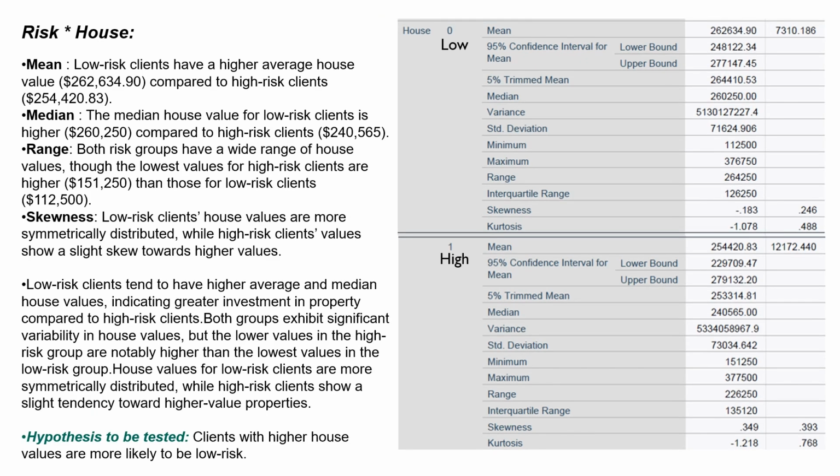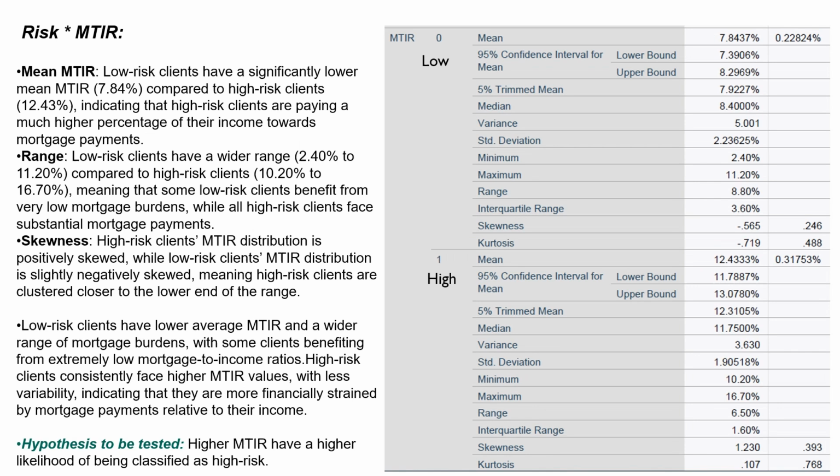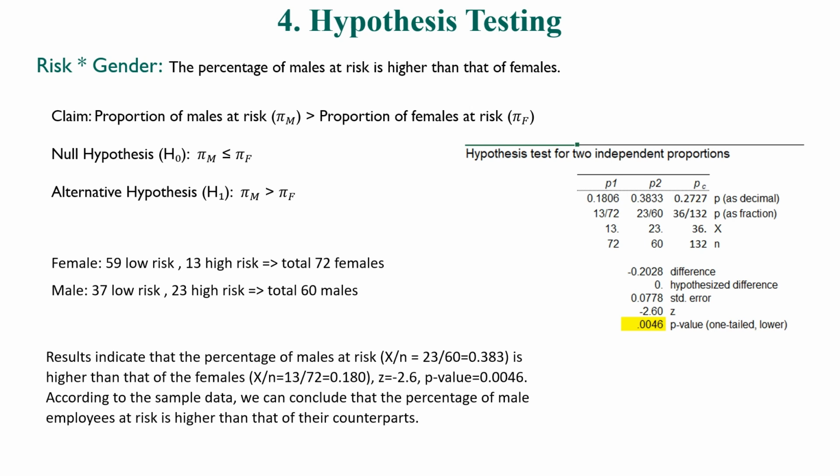Similarly, our analysis of house values revealed that low-risk clients tend to own higher value properties. This finding led us to hypothesize that clients with higher house values are more likely to be low risk. We concluded our analysis with the MTIR, which suggests that low-risk clients generally have a lower average MTIR. The insight led us to hypothesize that clients with a higher MTIR are more likely to be classified as high risk. We then began testing our hypotheses.